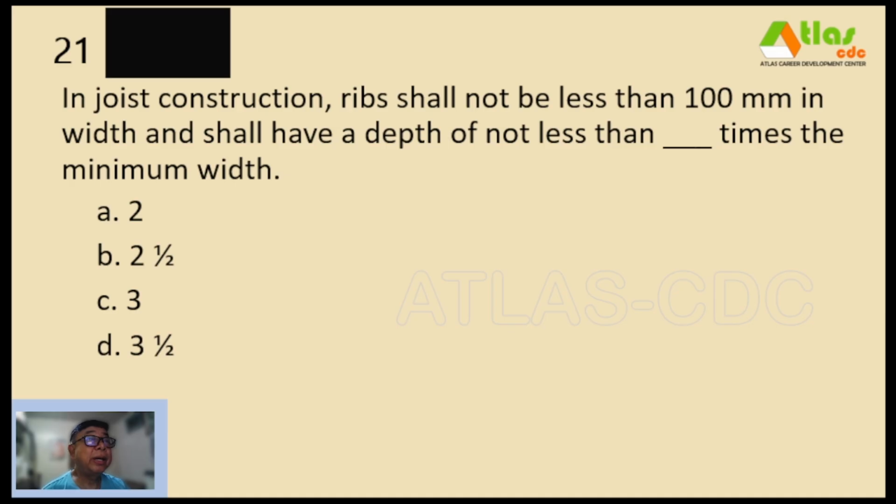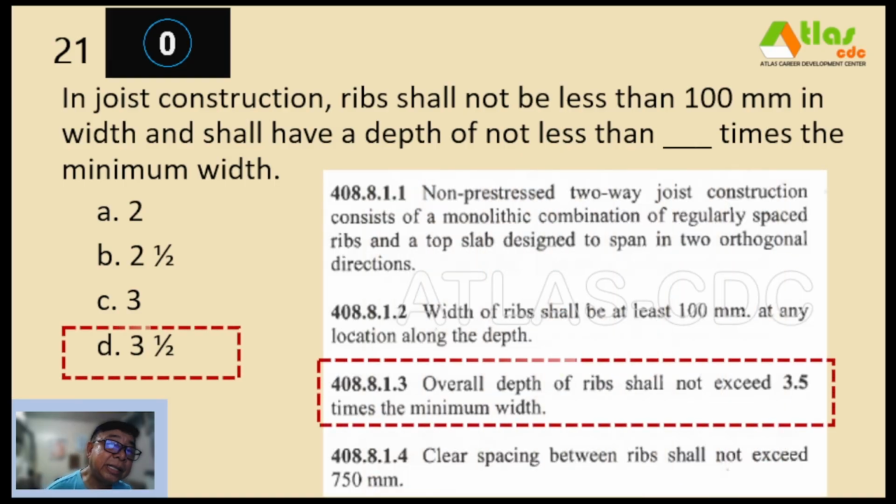Number 21. In joist construction, rib shall not be less than 100 mm in width and shall have a depth of not less than blank times the minimum width. A. 2, B. 2.5, C. 3, and D. 3.5. And our correct answer is letter D, 3.5. So the overall depth of rib shall not exceed 3.5 times the minimum width.